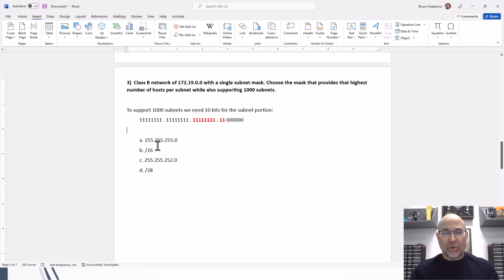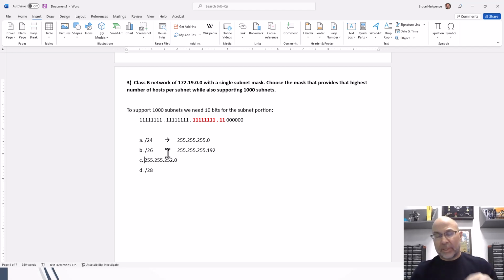Now, one of the other things you can do is, they're being a little tricky here, and they're saying we've got all these different mask types in the notation. So maybe what we could do is say, what is this one? This one's actually slash 24. And what is this one? Well, 255, 255, 255, 192. And this one down here is going to be 8 plus 8 plus 6, so that'll be slash 22.